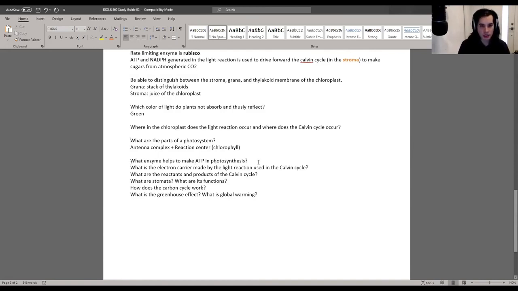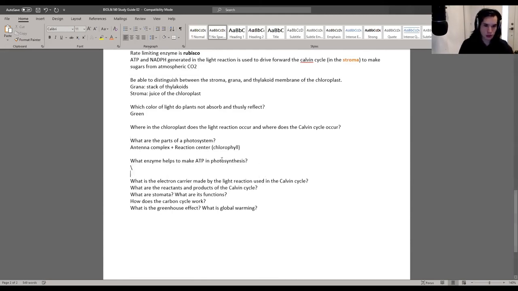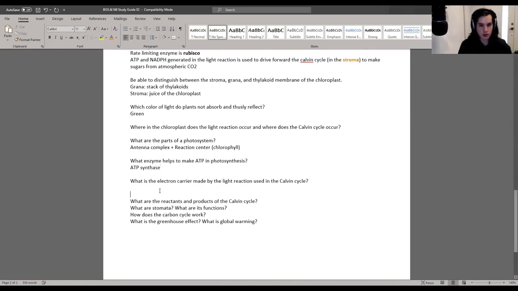What enzyme helps make ATP in photosynthesis? Just like in your electron transport chain within cell respiration, it is ATP synthase. What is the electron carrier made by the light reaction used in the Calvin cycle? NADPH. So it's like NADH, which is an electron carrier. I like to associate this P with photosynthesis, so NADPH. You're not going to find any NADPH in your mitochondria, only in your chloroplasts.